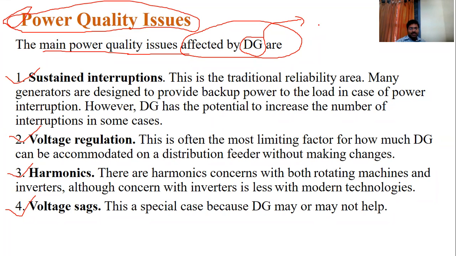Now we can see how DGs will impact the power quality issues. Here we are discussing only four things. How will DGs impact sustained interruptions, whether they help reduce the interruptions or lead to an increase? Second, voltage regulation: how will DGs help reduce voltage regulation issues, or may they increase them? How will DGs help reduce harmonics, or may they lead to an increase in harmonics?